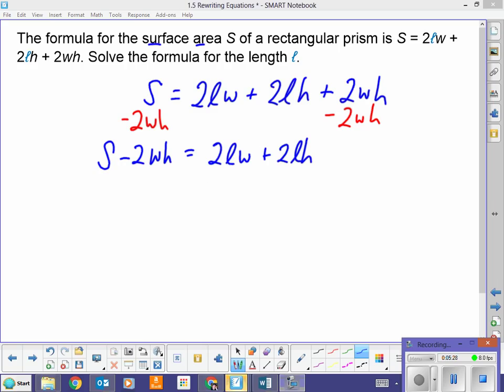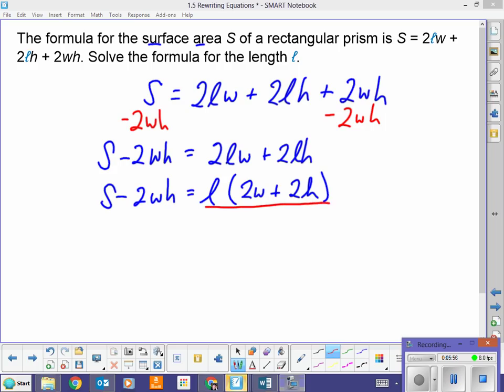Okay, and then I'm going to factor out the L. We're going to do that reverse distributive property thing again over here. So I can say this is L times 2W plus 2H. Now, technically, I could factor the 2 out too, but I don't really need to do that here. And so I've rewritten this side, so I'm going to bring this side down.